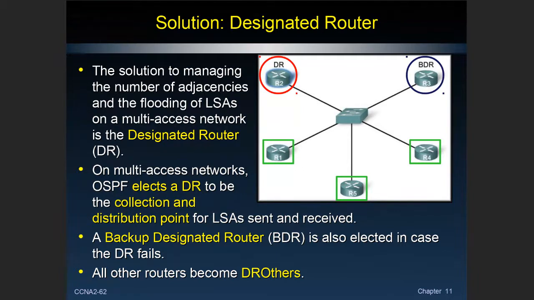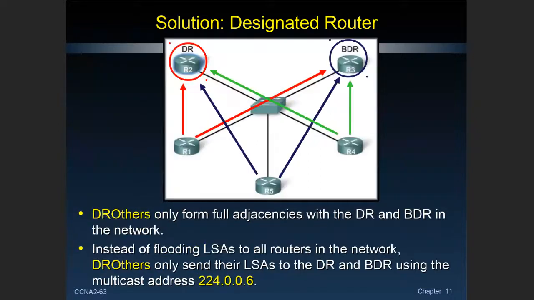You do a show IP OSPF neighbor, you see the druthers and you see the DRs and the BDRs. So druthers only form full adjacencies with the DR and the BDR. Instead of sending it to all the other routers, they only send it to the DR and, for backup purposes, to the backup one with this multicast address, 224.0.0.6, that I mentioned earlier.